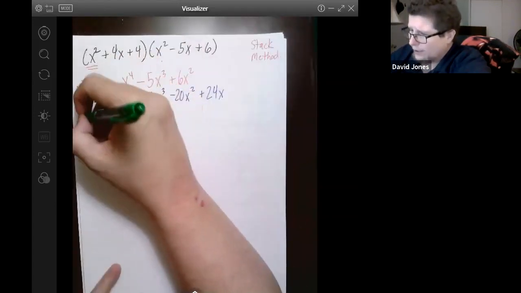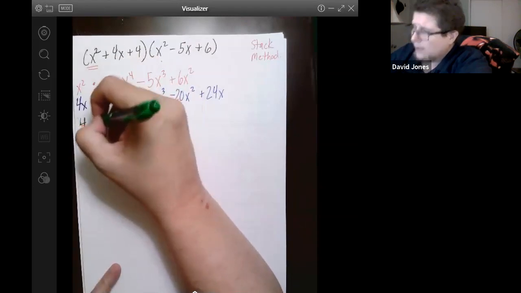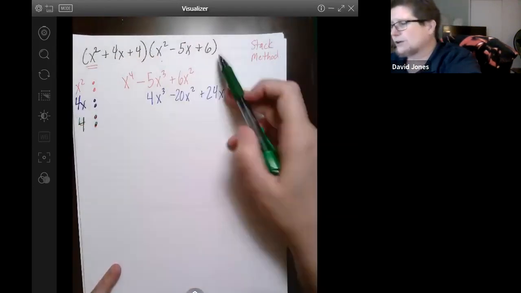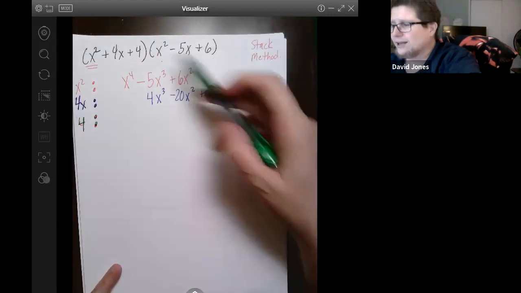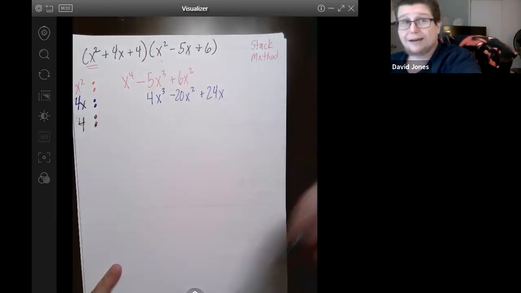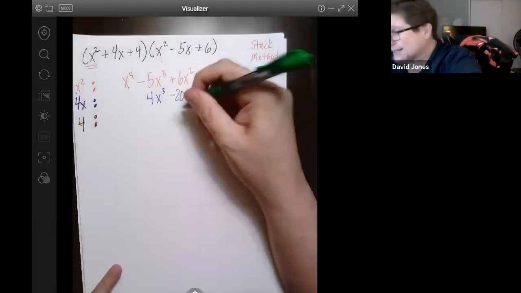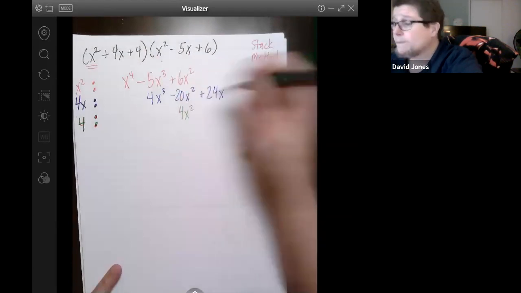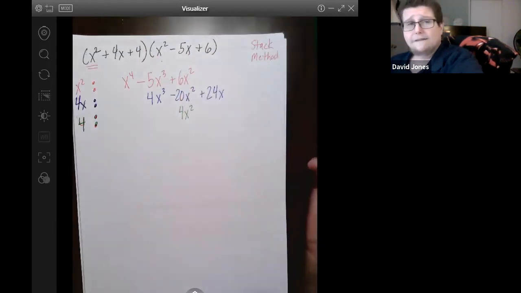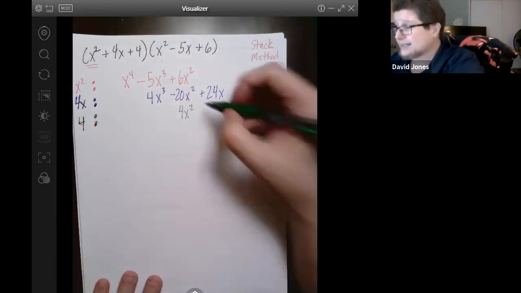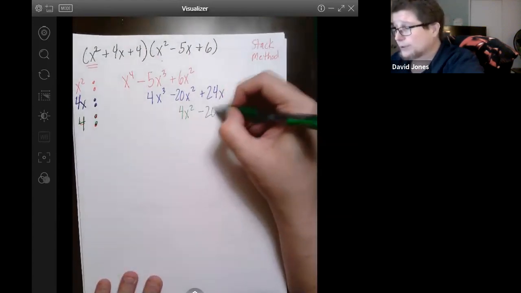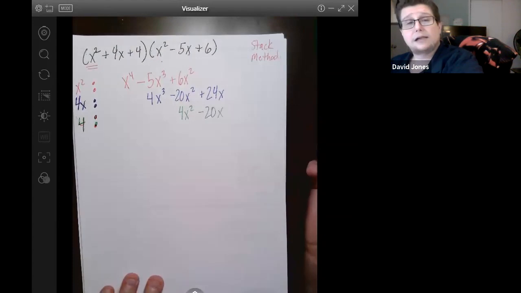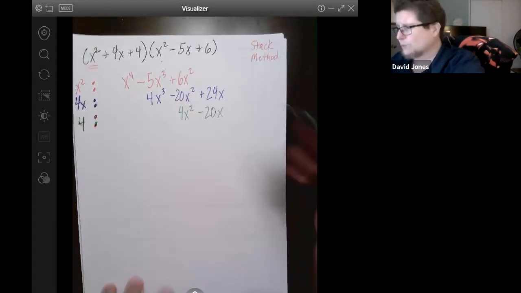I got a 4 here. We distribute 4 to everything. We're just multiplying by the coefficient. The coefficient on x squared is 1, so I've got a 4x squared. I'm going to stack that in my x squared column. 4 times negative 5x is negative 20x. We'll put that in the x column. And 4 times 6 is 24. It's a constant. We'll make a new column.